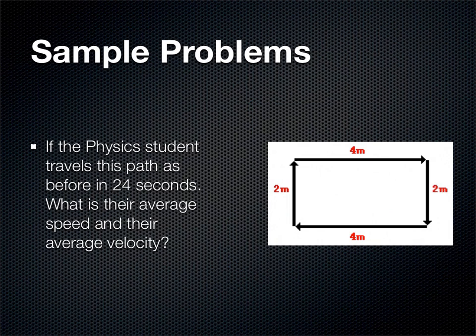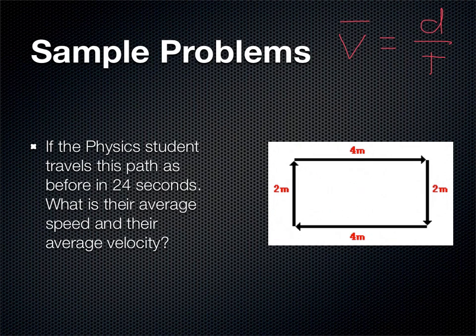So again, to see how this works, we're going to try a problem. So I'm going to do this problem, and then you can do the next one. So the question says, if a physics student travels in the same path as they did before, but they did it in 24 seconds, we're asked two questions. What's their average speed, and what's their average velocity? So let's do average speed first. Now the average speed, so we'll just say V, average speed is distance divided by time.